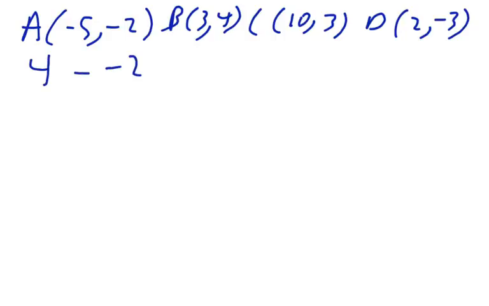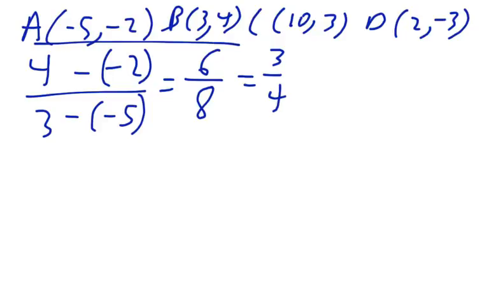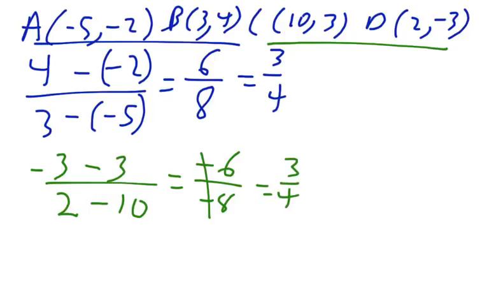So we're going to find the slopes. So we do y2 minus y1 over x2 minus x1. That gives me an answer of 6 over 8, which is 3 over 4. And that was the slope of the first two. Now I'm going to do the slope of the second two. So we got negative 3 minus 3 over 2 minus 10, which equals negative 6 over negative 8. Two negatives make a positive, and we get the answer of 3/4.